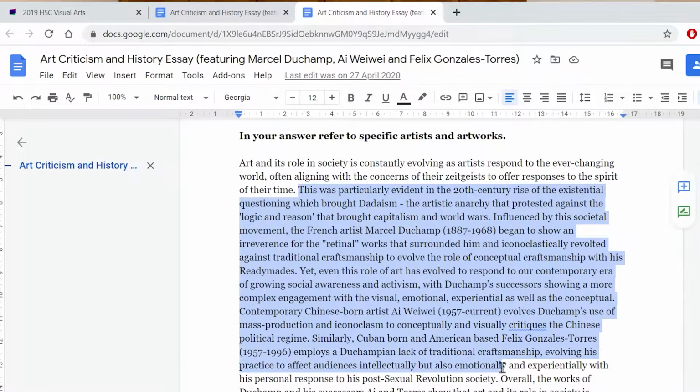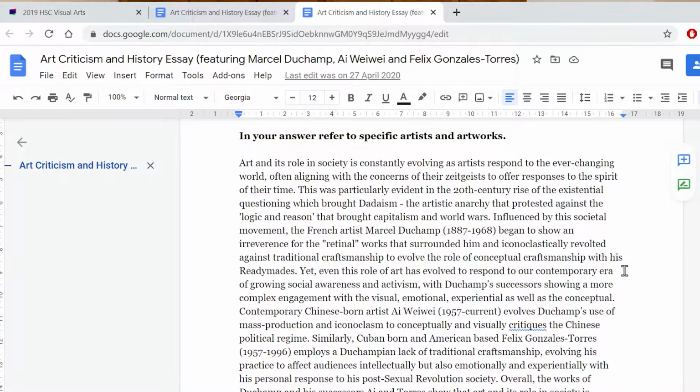And here's a different way of doing it in the frames question. This is a longer introduction. This was particularly evident in the 20th century rise of existential questioning, which brought Dadaism, the artistic anarchy that protested against the logic and reason that brought capitalism and world wars. Influenced by this societal movement, the French artist Marcel Duchamp, 1887 to 1968, began to show irreverence for retinal works that surrounded him, and iconoclastically revolted against traditional craftsmanship to evolve the role of conceptual craftsmanship with his ready-mades.